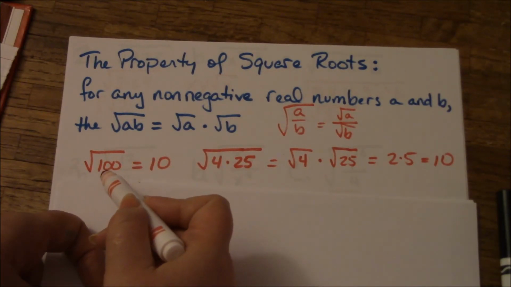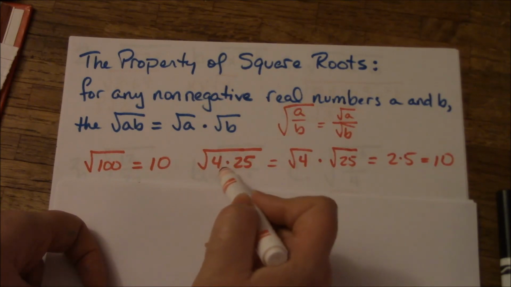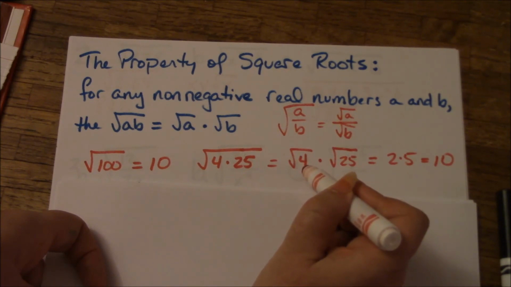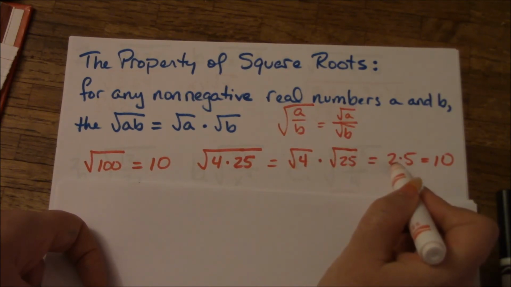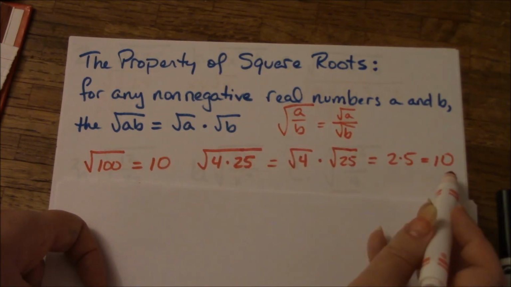And then they want to show you that the square root of 100 is 10, and the square root of 4 times 25, which is 100, is the same as the square root of 4 times the square root of 25, which is 2 times 5, which is 10. So you can work it out either way.